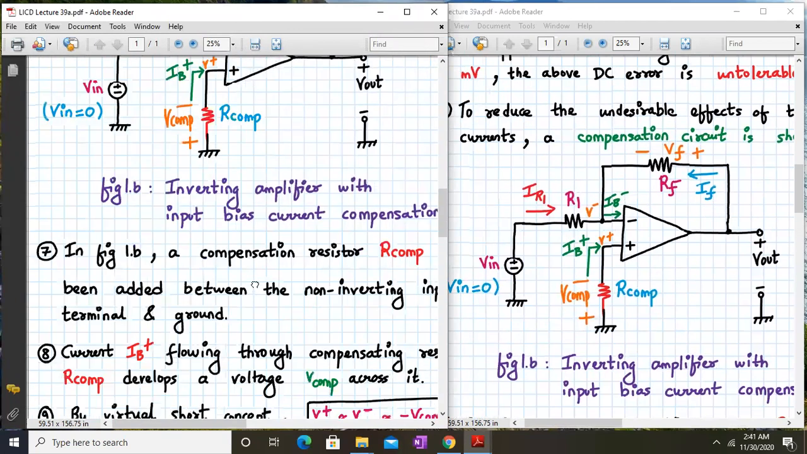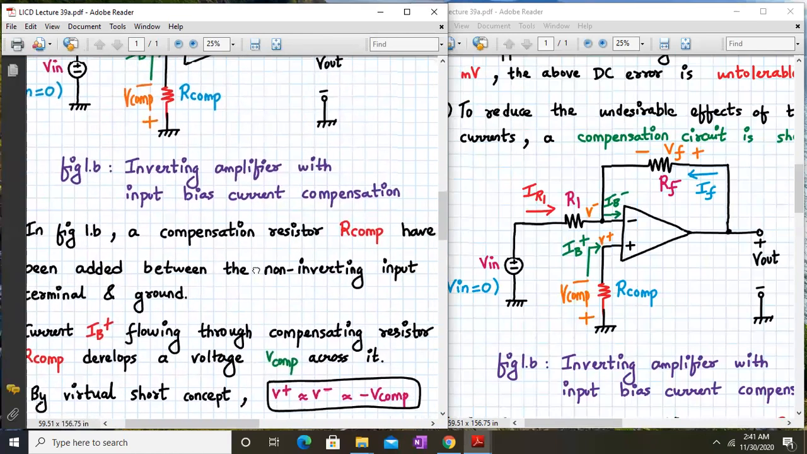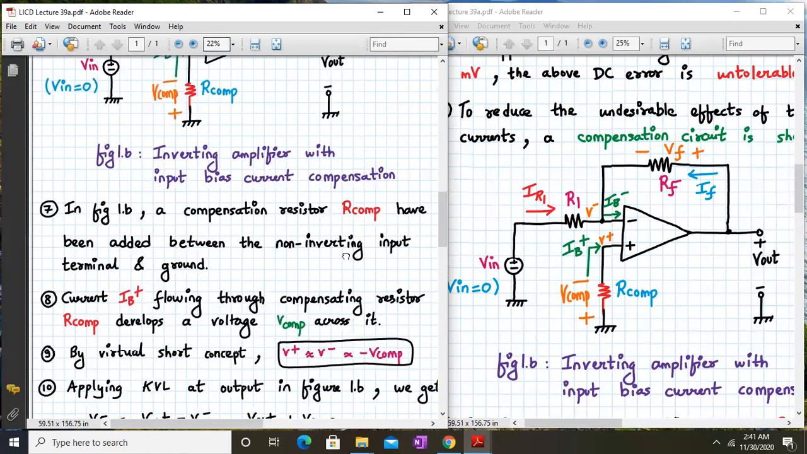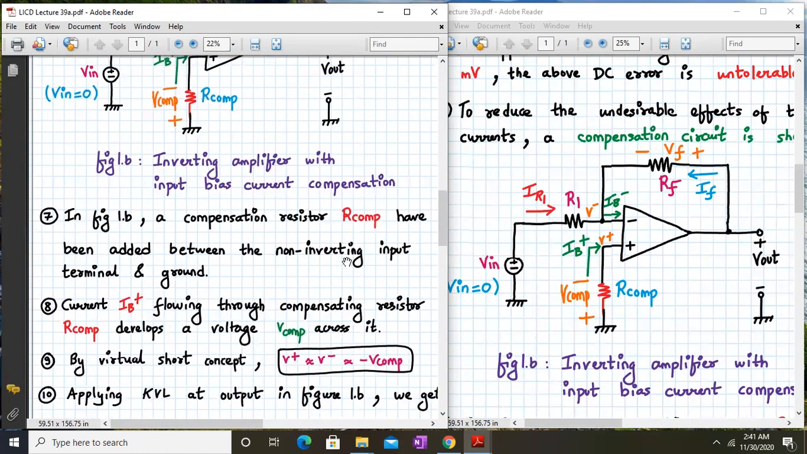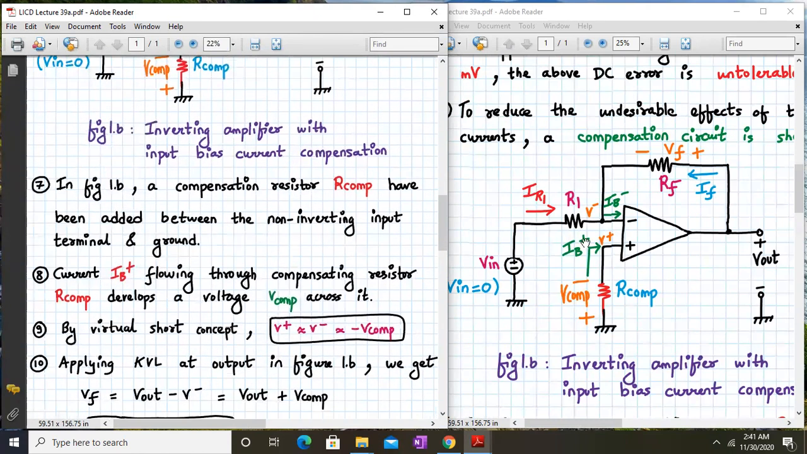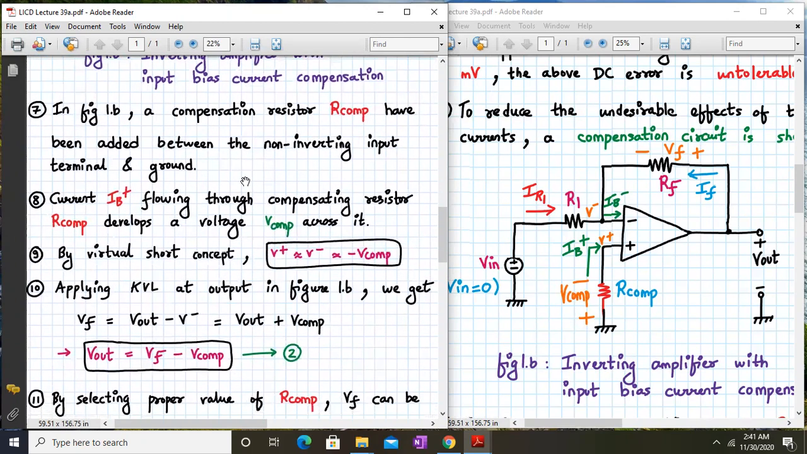Yeah. So this is my input bias compensation technique with the inverting amplifier. Over here, the compensation resistor RCOM has been added between the non-inverting terminal and the ground. So current IB plus, concentrate on the circuit on the right hand side, is flowing through the compensation resistor, which will create a drop VCOM across it. By the virtual short concept, we can write V plus is approximately equal to V minus is approximately equal to minus VCOM. Now we apply KVL at the output loop.